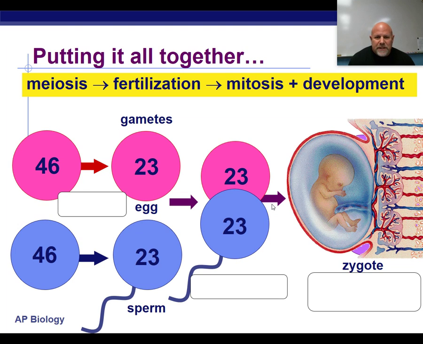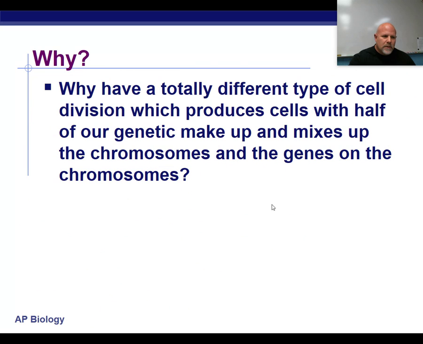Okay, we mix up the genes on the chromosomes, we mix up the chromosomes, we reduce the number of chromosomes so that when we make babies, there's lots of variation and the normal number of chromosomes in the offspring. So why have this process where we go through all this work to produce genetically mixed up organisms? Well, in our next video, we'll talk about how variation can help organisms be successful.